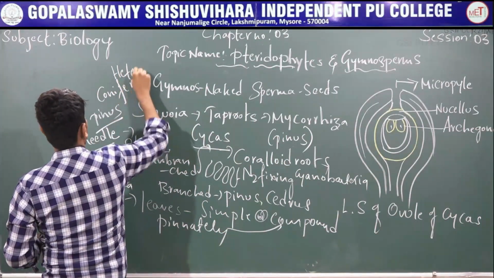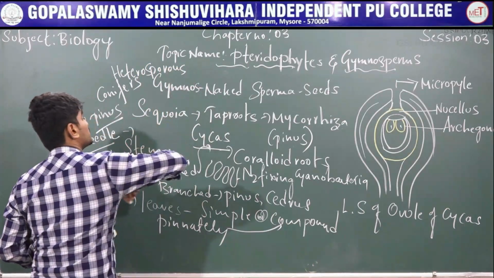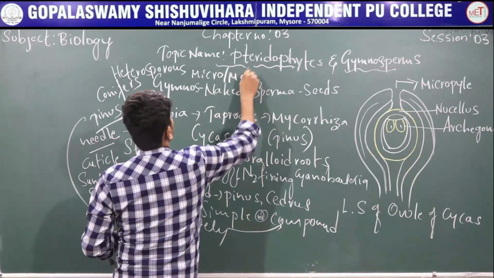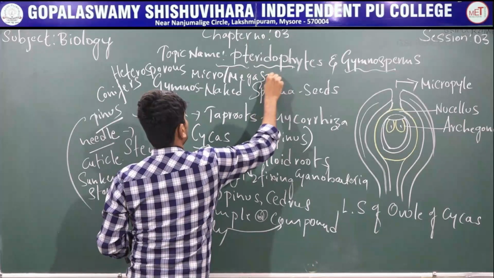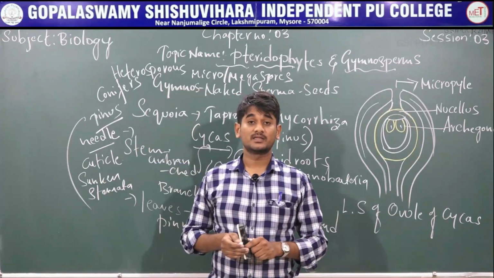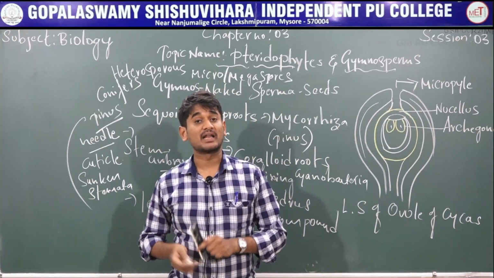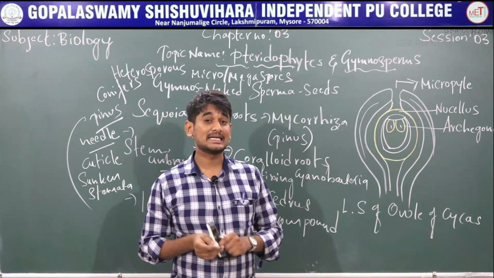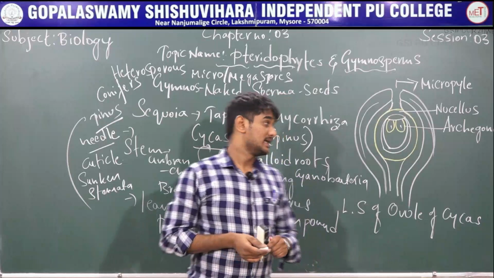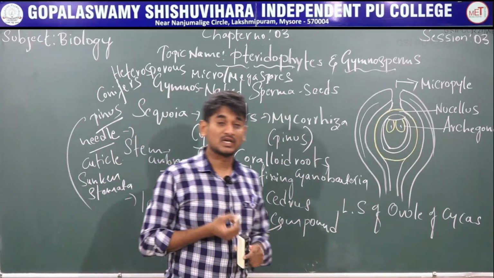The gymnosperms are heterosporous, which means they produce two different kinds of spores, both microspore and megaspore. So two different kinds of spores are produced within the sporangia that are born on the sporophyll, which is spirally arranged to form a distinct compact structure called cone or strobili. Here we can observe both male and female cone.